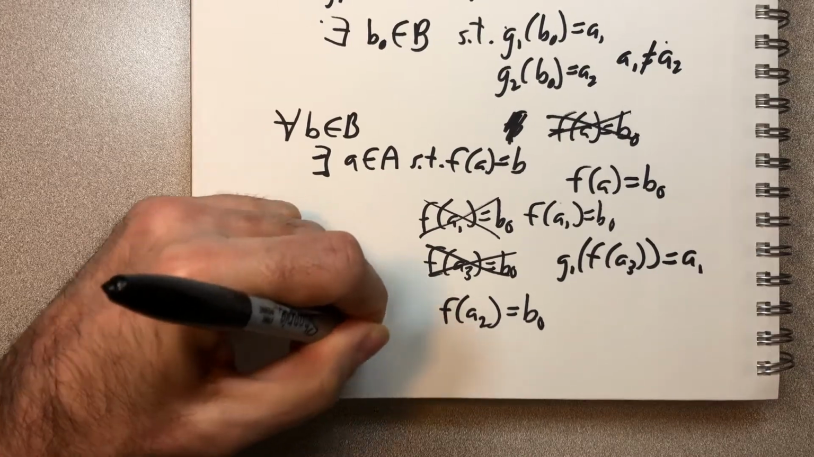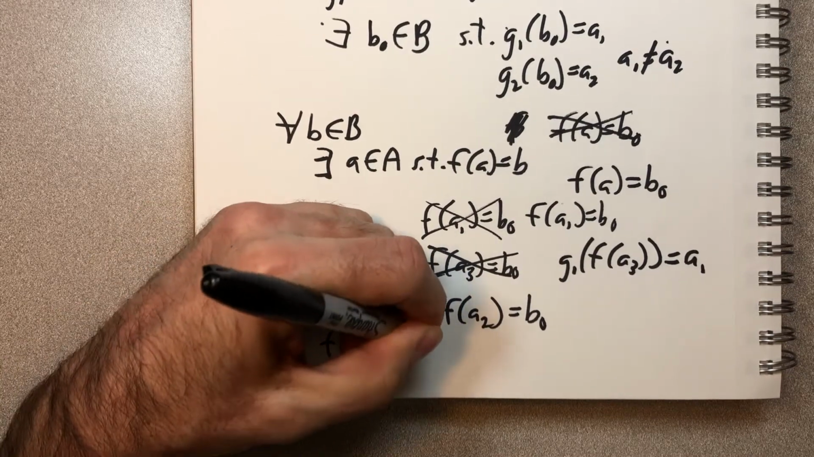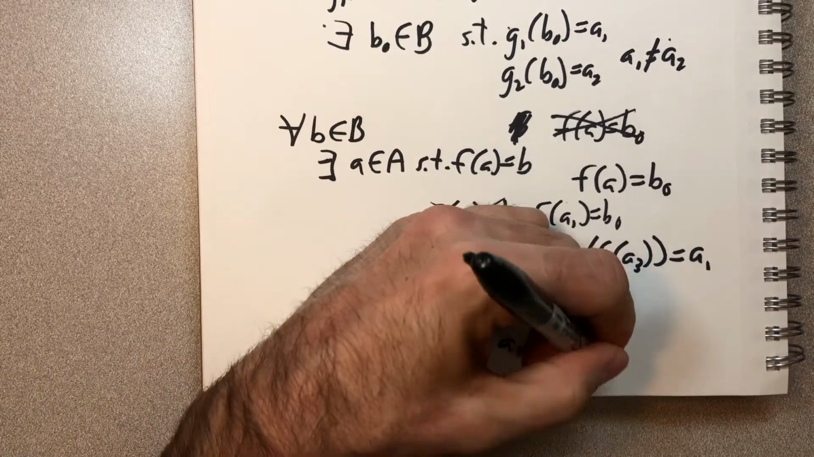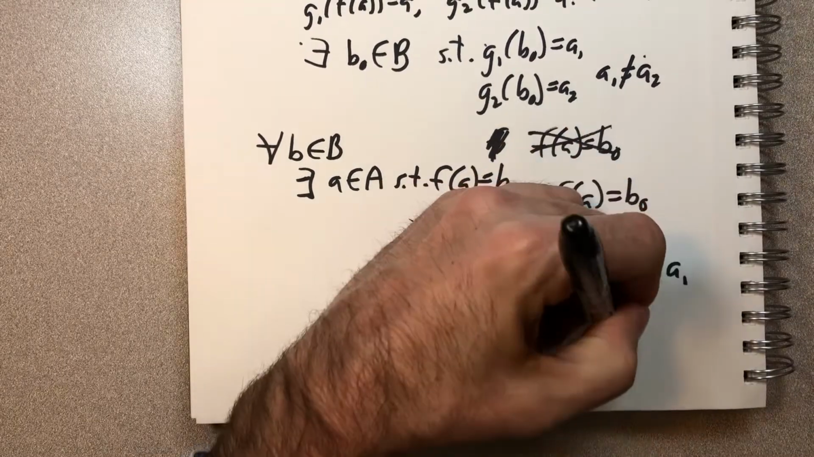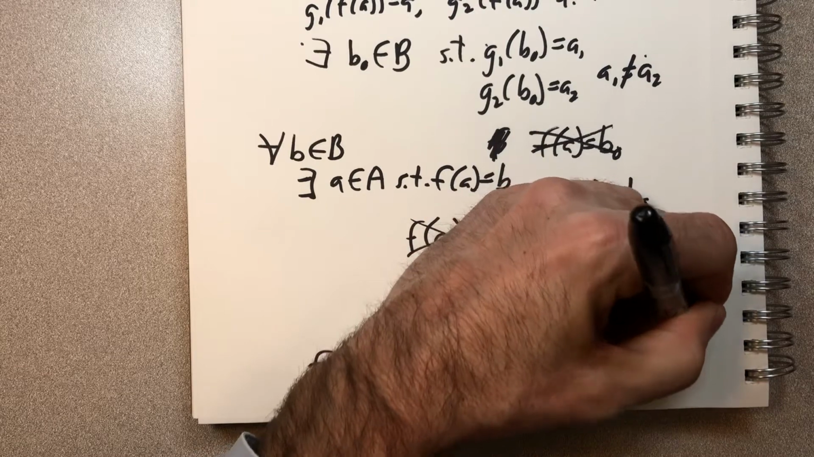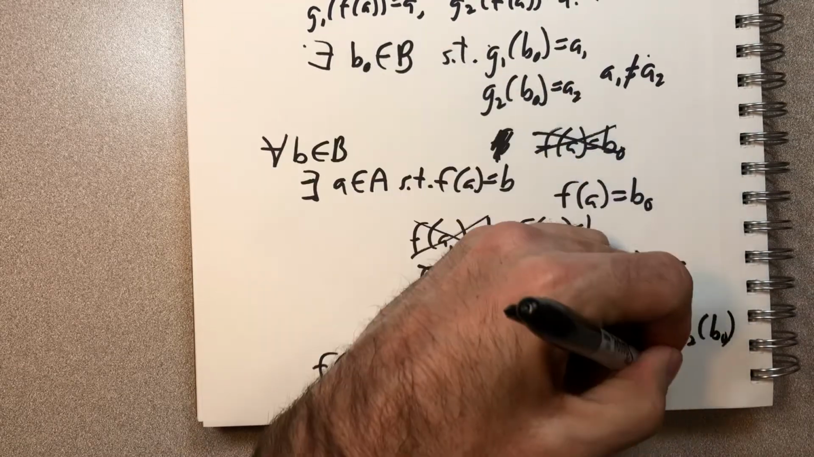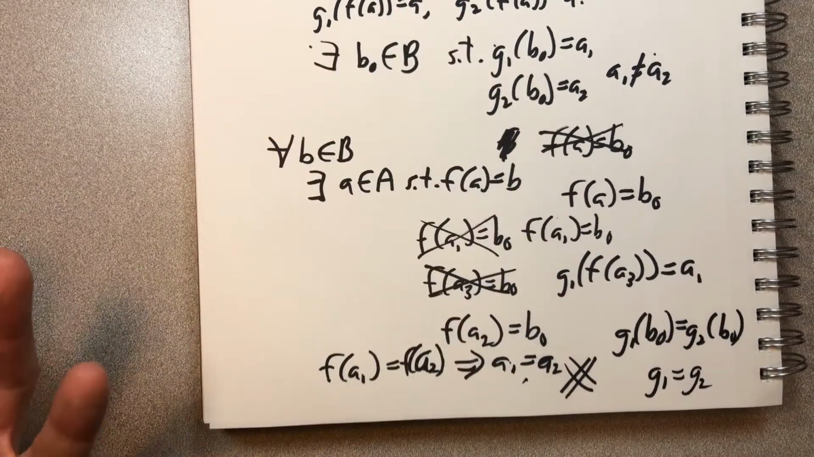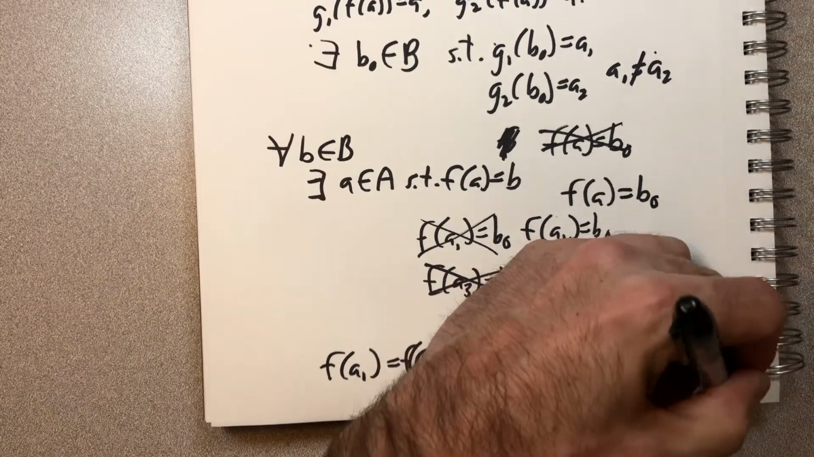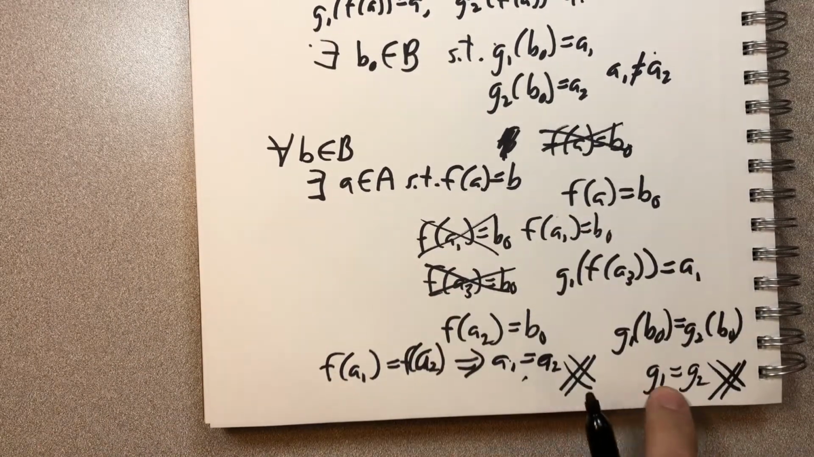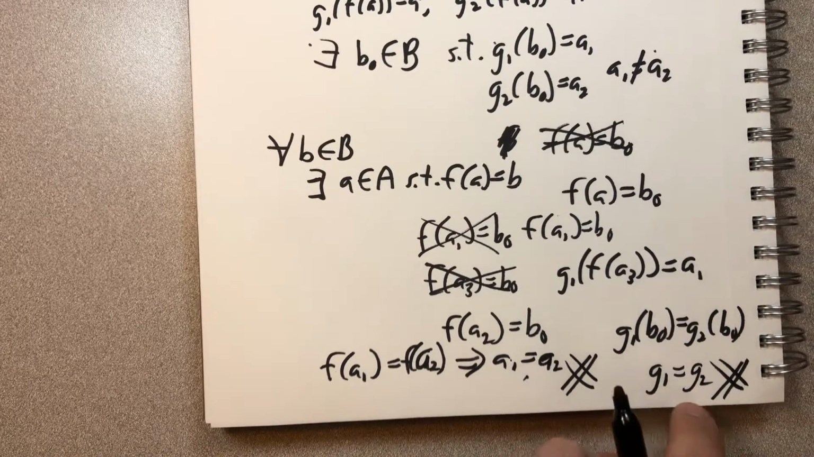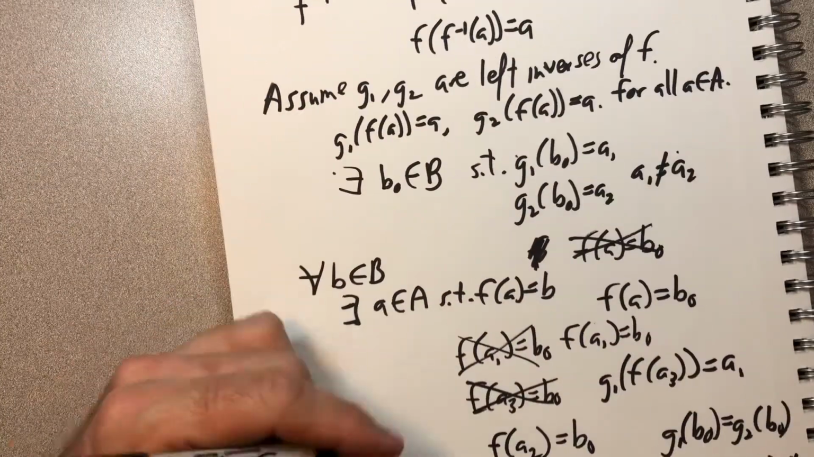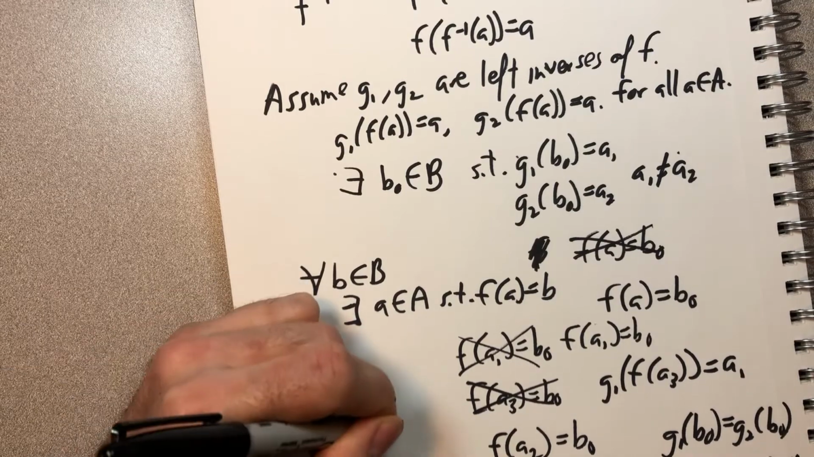But f of a1 has to equal f of a2. Remember that f is injective, so that implies that a1 equals a2. But this contradicts what we started with, because that means that g1 of b0 equals g2 of b0, which implies that g1 equals g2. But we started by saying that g1 and g2 are separate, and we just showed that in fact they're the same. So that's the contradiction. So therefore, if f is bijective, then there can be only one left inverse. And since we already showed that f has one left inverse, it has to be that g equals f minus 1. Okay?